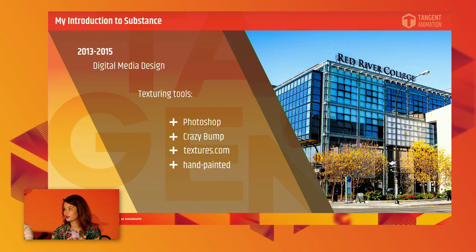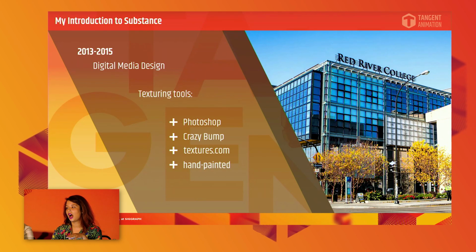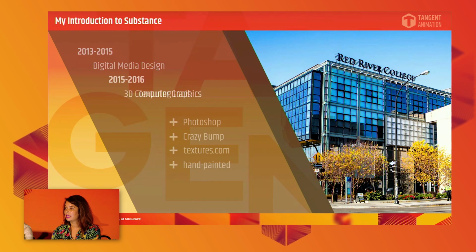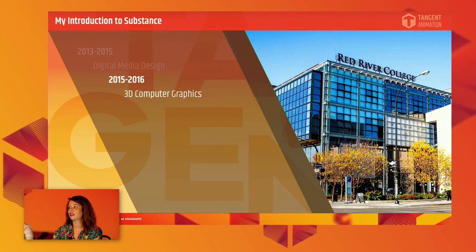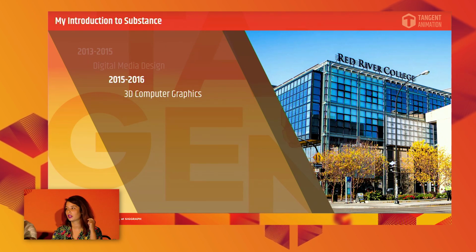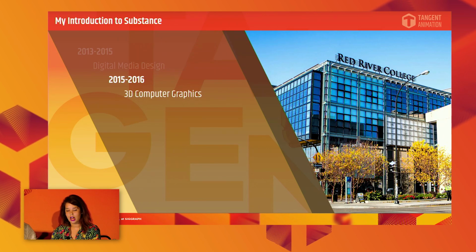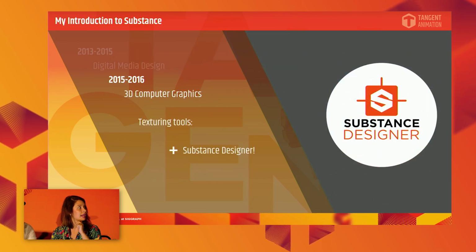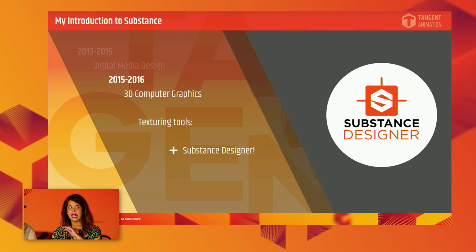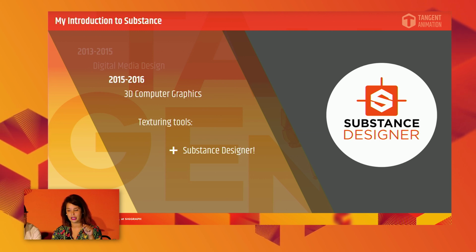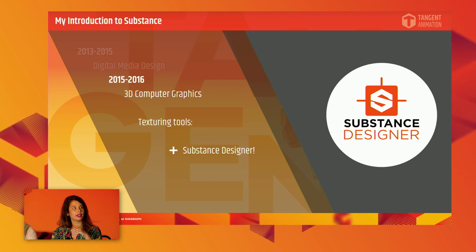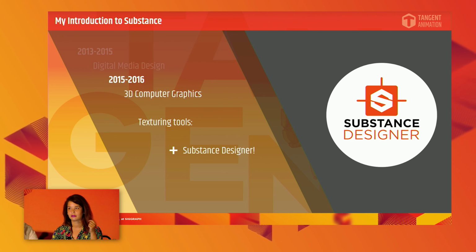So it was a lot of sourcing images from the internet and making them tileable in Photoshop, or just hand-painted textures. But then in 2015, I took the 3rd year that they have there for 3D computer graphics, all 3D, all the time. And this is where I finally got my hands on Substance Designer. And everything totally changed for me. Inside of a year, I basically forgot that I had been doing textures any other way. Like if I needed something, I could make that something, and it was awesome.